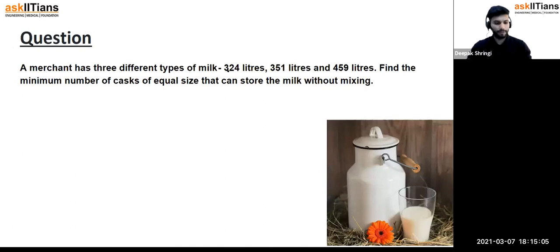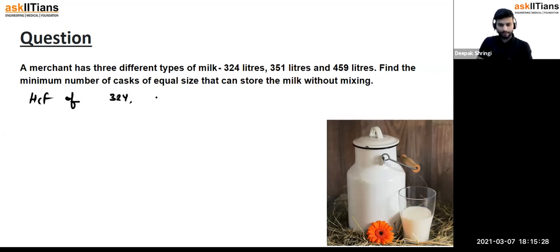Let's move. Fine, perfect. A merchant has 3 different types of milk, 324 liters, 351 and 450. Find the number of casks of equal size that can store the milk without mixing. मतलब बेसिकली आपको फिर से HCF ही फाइंड आउट करना है। समझ में आया क्वेश्चन पढ़ के आप लोगों को ये, ठीक है? So let's try to find the HCF of these 3 numbers.